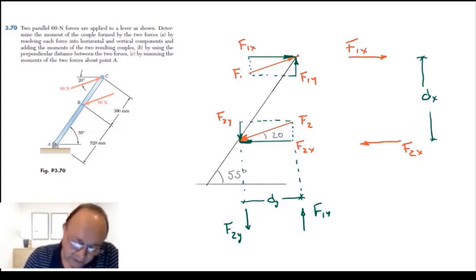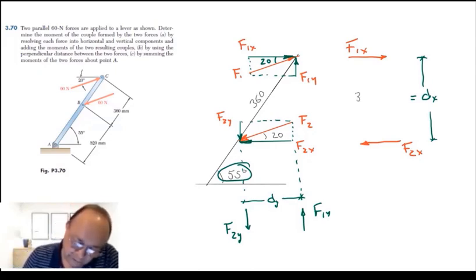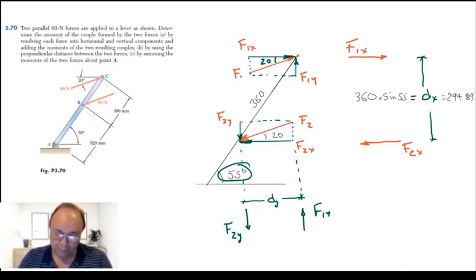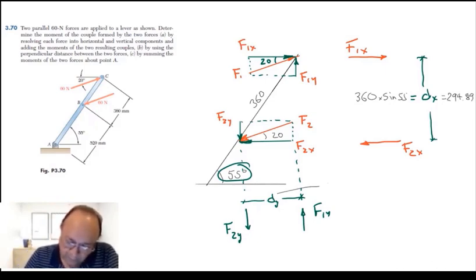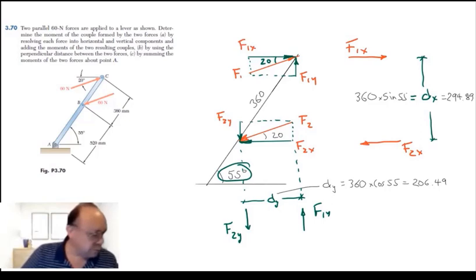Can we have these components? We have all the angles that we need. This angle is 20 degrees. This angle down here is 55 degrees. So dx will be equal to this distance here, 360 millimeters, so dx is equal to 360 sine 55. So that will be 294.9. dy will be equal to 360 times cosine of 55, 206.49.